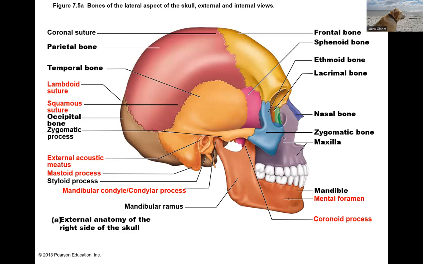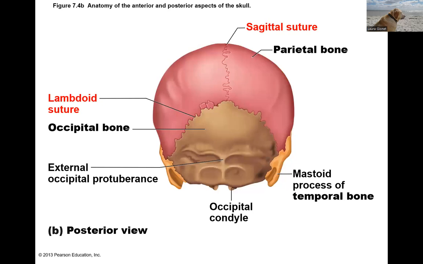This picture of the skull with each bone in a different color helps you identify the location of those sutures. It's also a very excellent source to study from to identify each individual bone. This is from the back of the head where you can see the lambdoid suture.